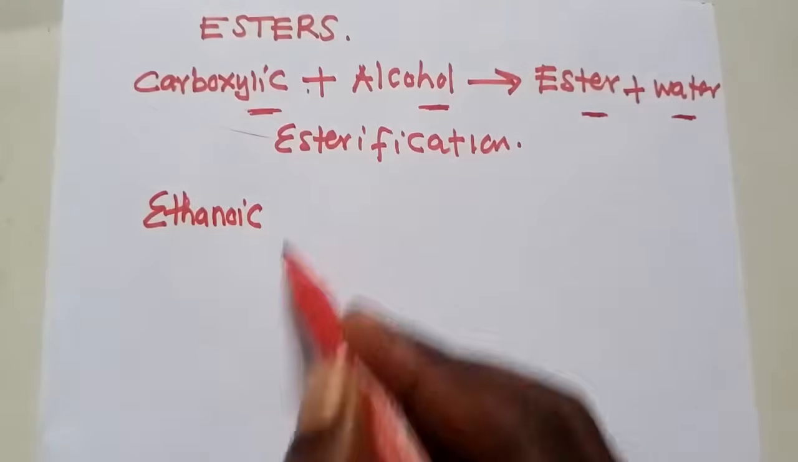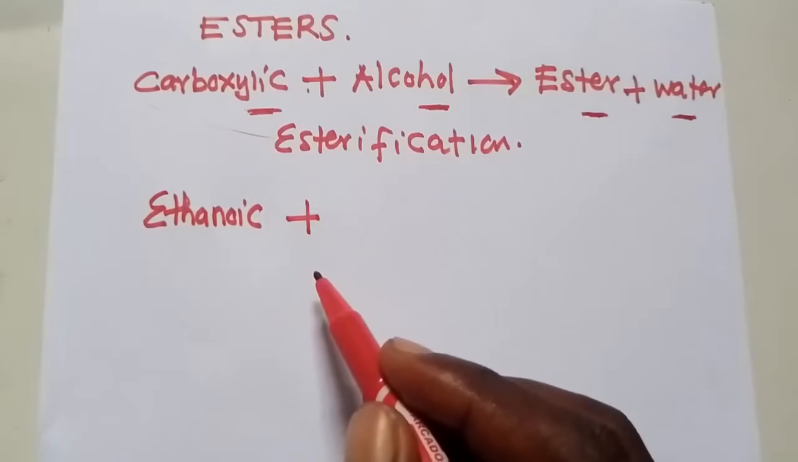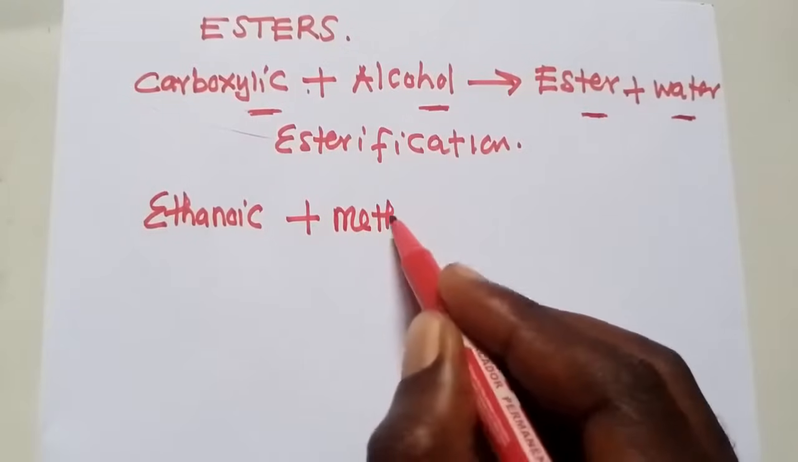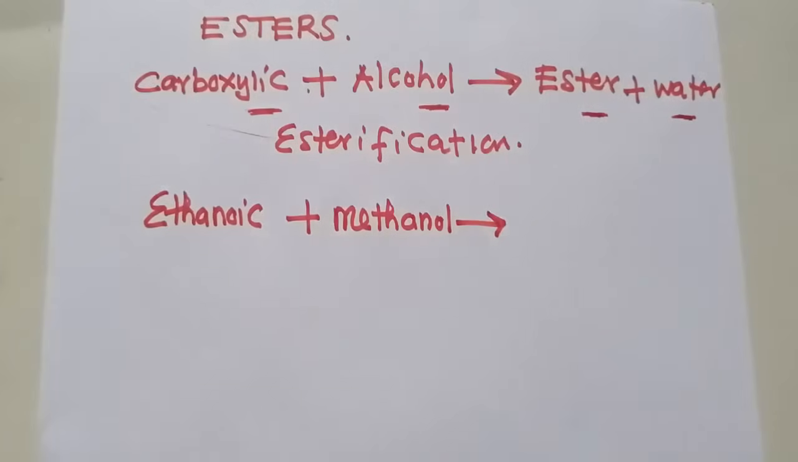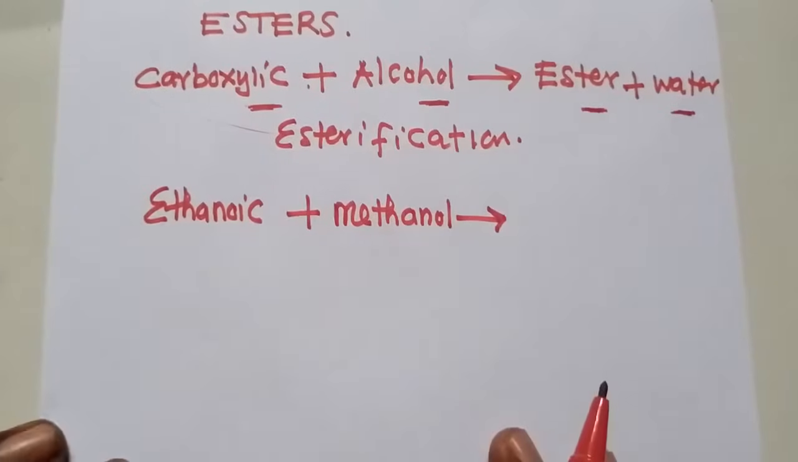I'll go with ethanoic acid. Ethanoic acid reacting with what? It reacts with, let me say, methanol, which is an alcohol. What is produced here? It is called an ester. So what is the name of that ester?